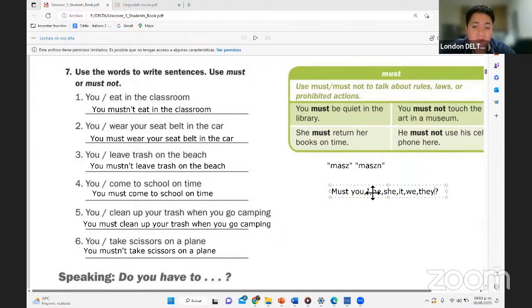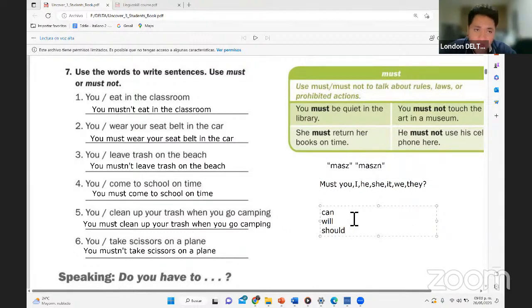Eso es lo bonito, por ejemplo, de los modal verbs. Los modal verbs, por ejemplo, can, will, should, todos funcionan igual. Después de ellos, el verbo va en forma base y se utiliza igual con cualquier pronombre. All right. Very well. Any questions? ¿Alguien tiene alguna duda sobre cómo utilizar must?